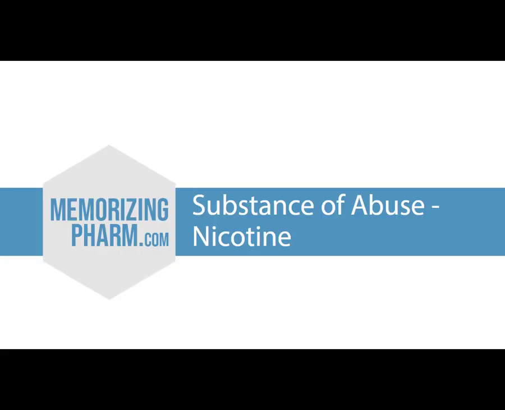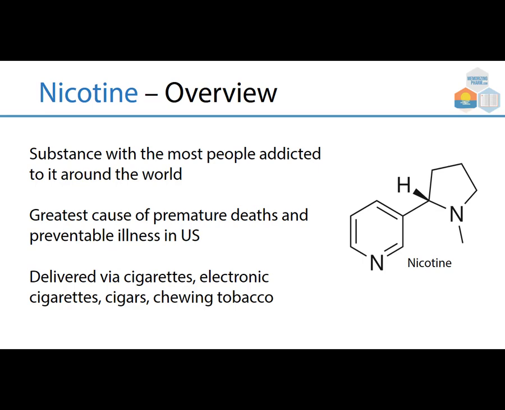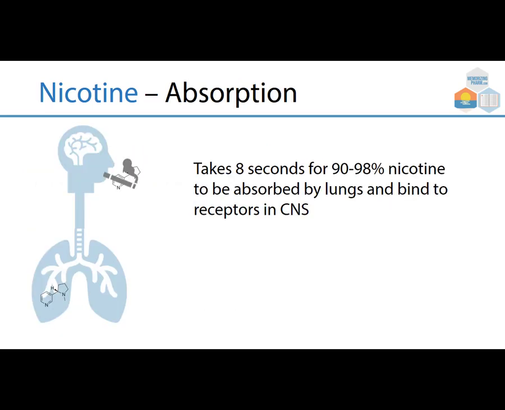Second substance of abuse we'll talk about is nicotine. And as with alcohol, it's a prevalent substance with the most people addicted to it around the world. It's the greatest cause of premature deaths and preventable illness in the U.S., and it's delivered via cigarettes. So electronic cigarettes, cigars, chewing tobaccos, many different ways that someone can get nicotine. And it only takes 8 seconds for 90 to 98% of nicotine to be absorbed by the lungs and bind to receptors in the CNS.